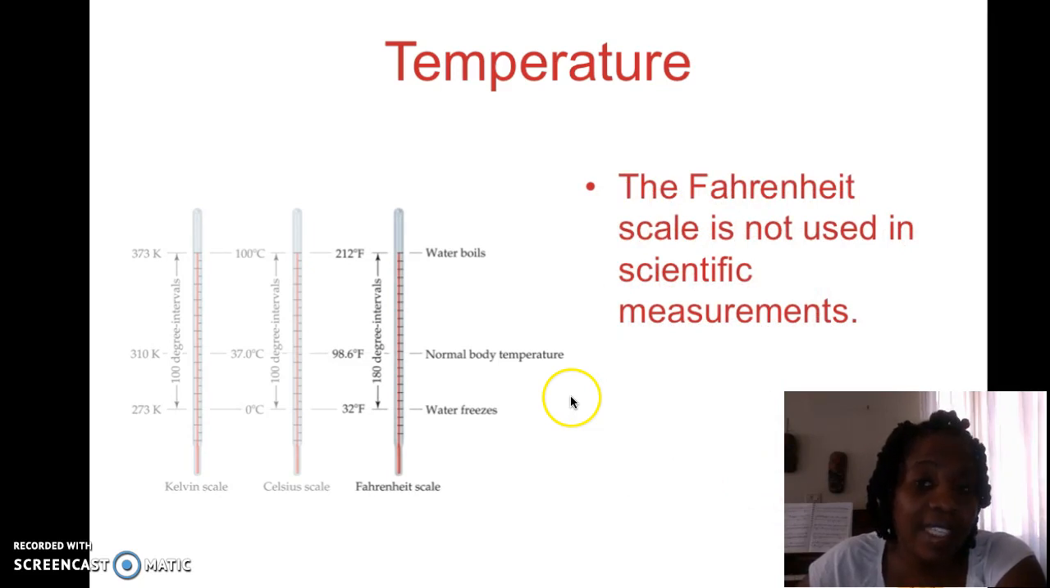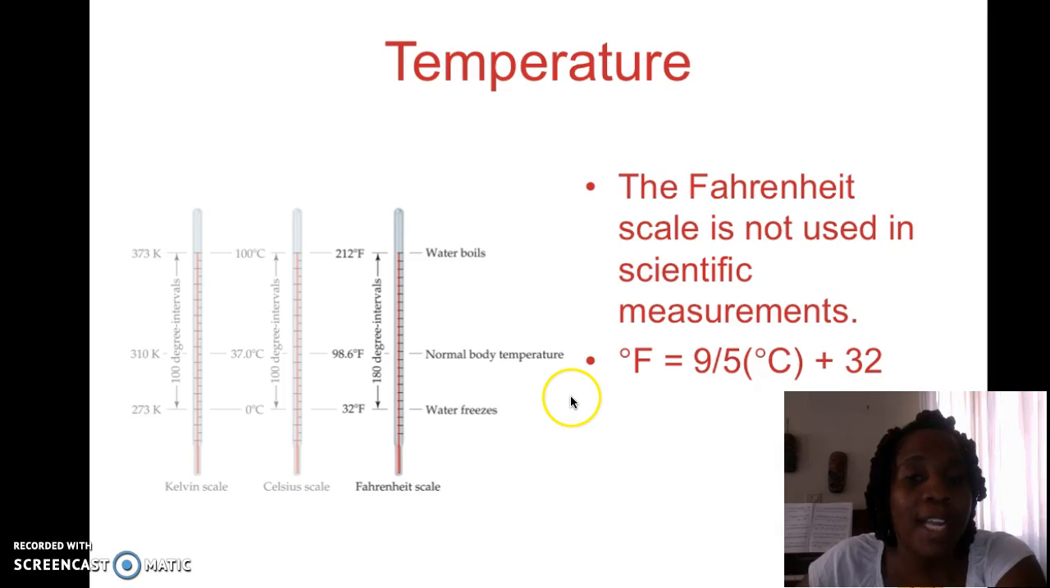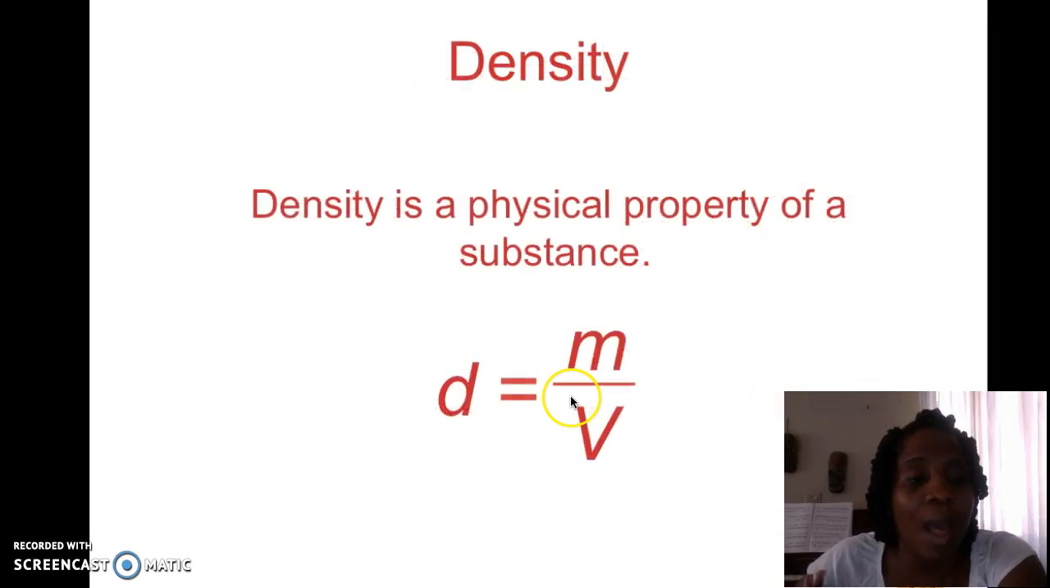The Fahrenheit scale is not used for scientific measurement, but just for your own information, you can convert between the two. If you have a temperature in Celsius, you multiply by 9/5 and add 32. The reverse can be done to go the opposite way. Density, which is a physical property of a substance, you can solve for by taking the mass and dividing by the volume.